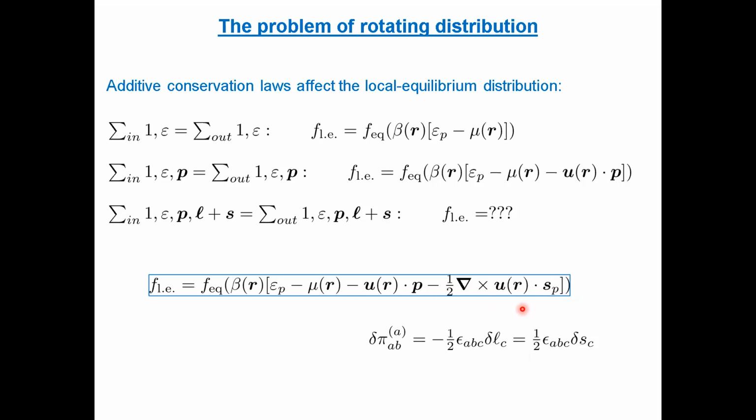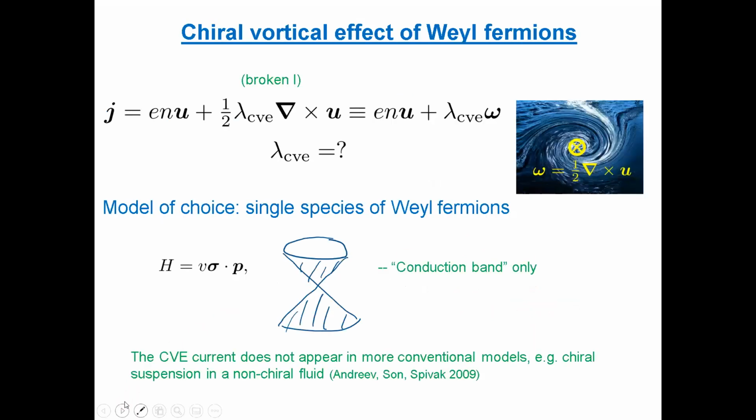Okay, so that also tells you that if you do not have rotational invariance to write this down, but you want to know the first gradient correction to this local equilibrium distribution function, you must take into account this non-locality of the collision integral. Otherwise, there is no way to do that.